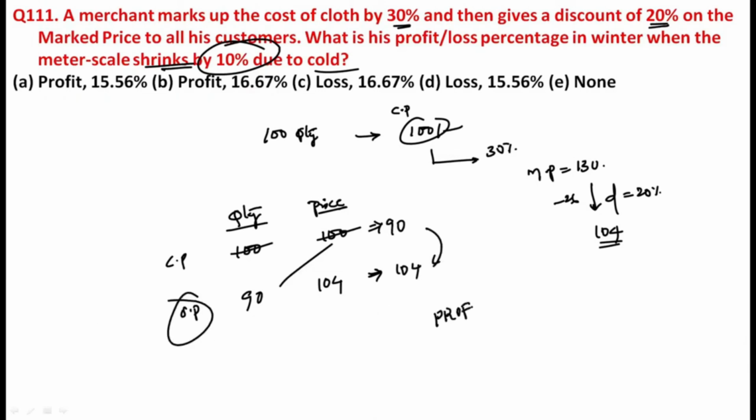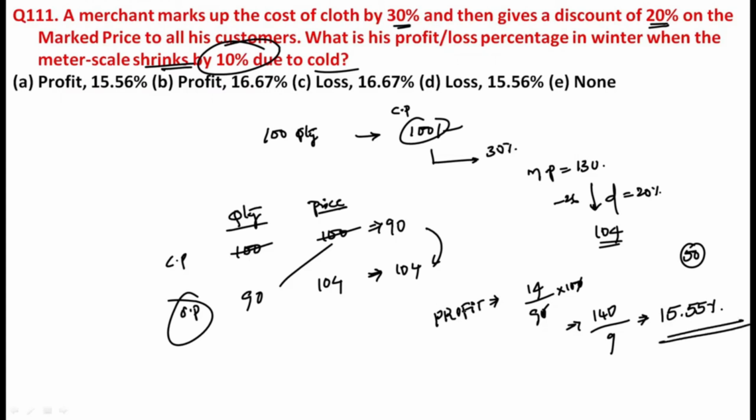Definitely the transaction is a profit. Now how much profit here? 14 by 90 into 100. Now you can get it as 140 by 9. So 9 ones are 9. Now you can get 50. So 9 fives are 45. So 15.55 percent. Definitely 15.55 percent is the profit. Now you can choose your option, it is A.